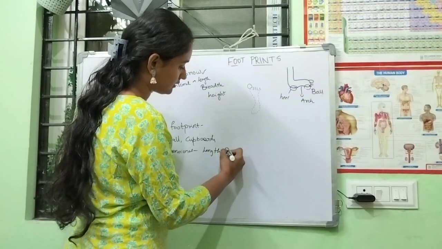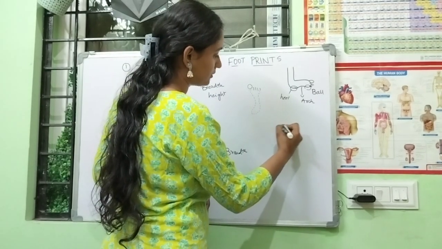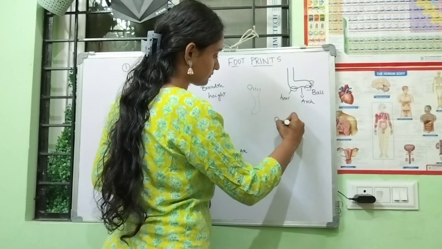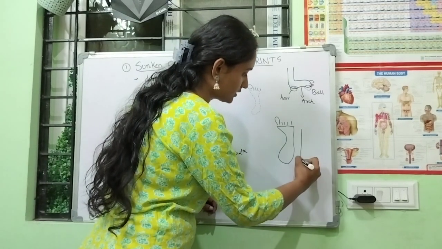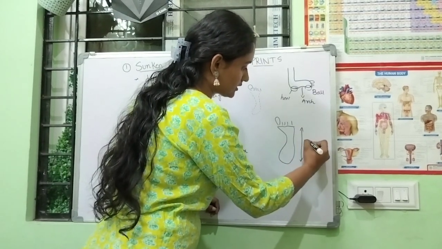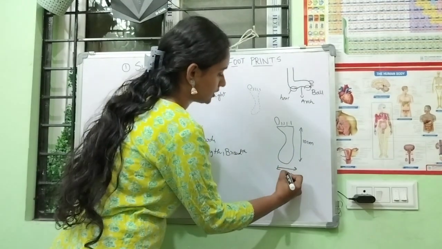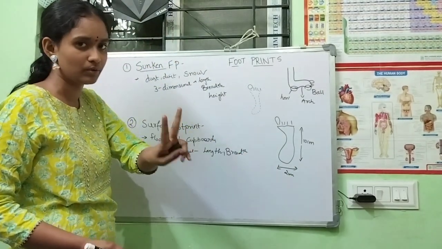Length and breadth. As I said, if you have a footprint like this, here is how they will measure it. First of all, they'll measure the length. Say it is 10 centimeters, and the breadth is, for example, 2 centimeters. So here only length and breadth will be there.